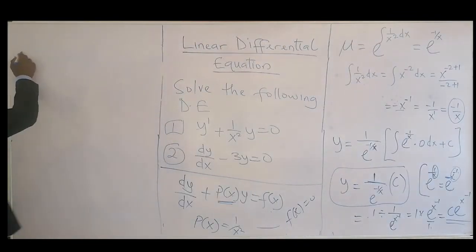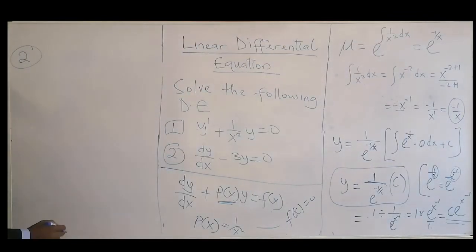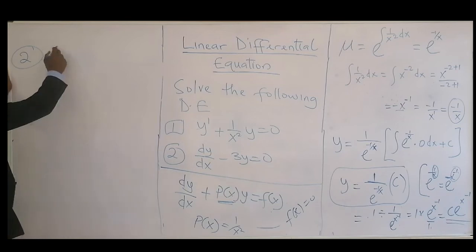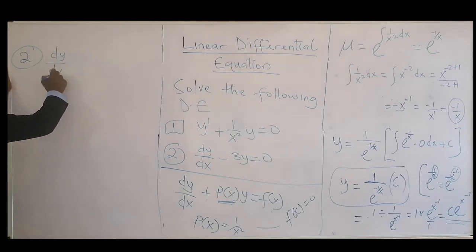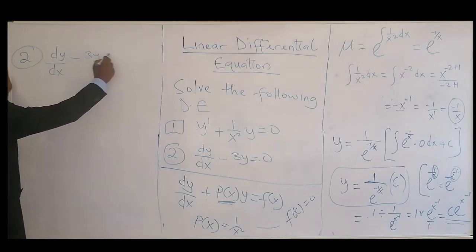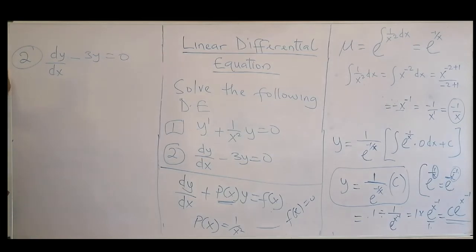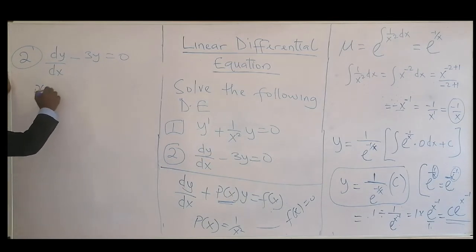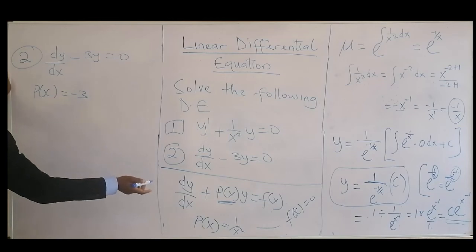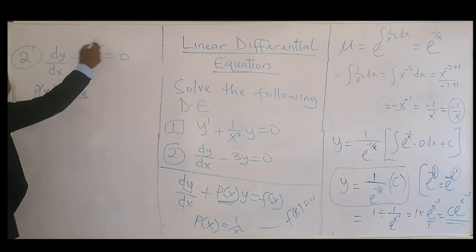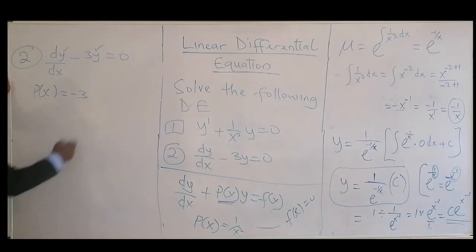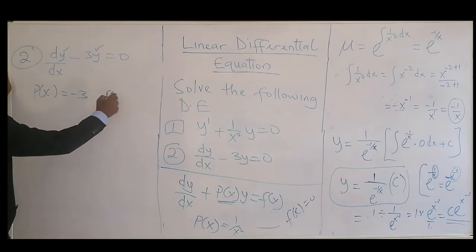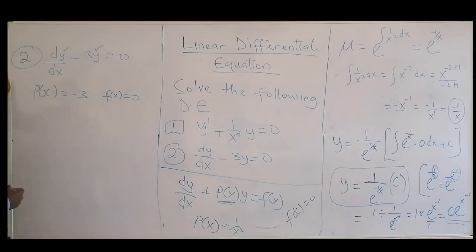Question 2. We have dy/dx minus 3y equal to 0. In this case, we can also correspond it to the standard form, whereby p of x is minus 3, just a constant there. It's linear in y, and my f of x is 0 in this case.